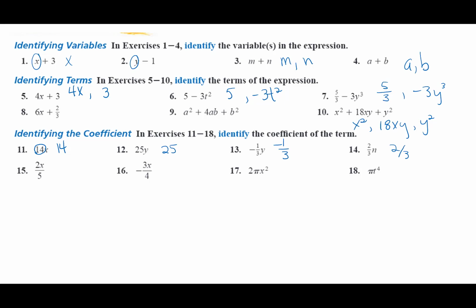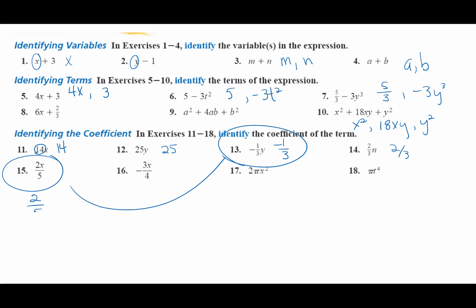Take a look at 15. 15, it's written slightly different. Compare 15 to how 13 was written. Do you see how the variable in 15 is in the numerator, but then look back at 13 and it was the entire fraction first and then the y was separate? You could also write 15 like that.